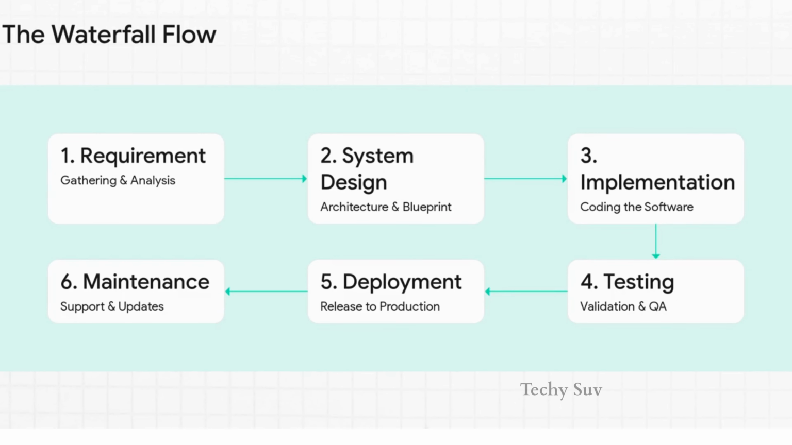So here's our roadmap. We start way up at the top with requirement gathering. Then we flow down into design, implementation, and testing. And then we finally cascade into deployment and long-term maintenance. Each one of these steps is its own little self-contained world.